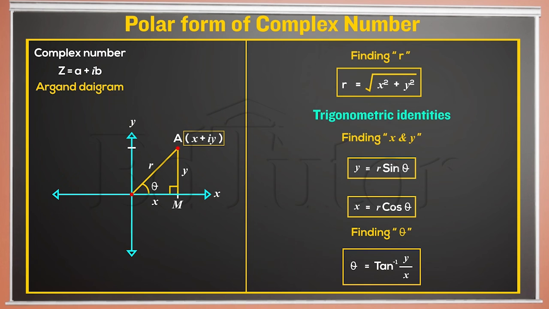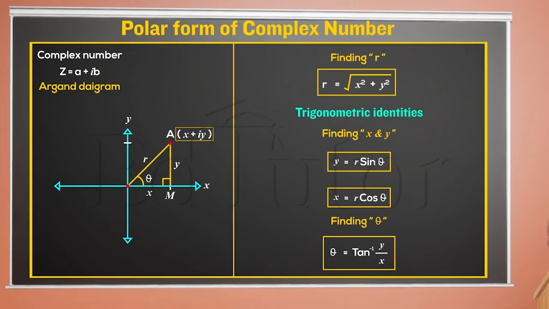That's it. We have acquired all the required tools for the conversion. r in terms of x and y, which is nothing but the modulus. Theta in terms of x and y, also called the argument of a complex number. And the values of real and imaginary coordinates in terms of r and theta.